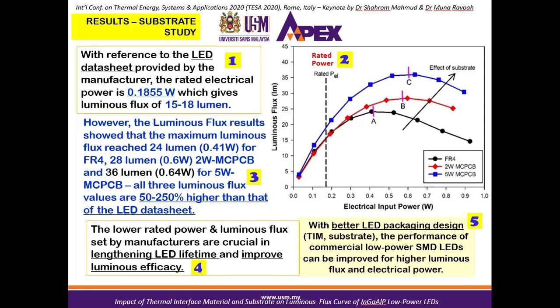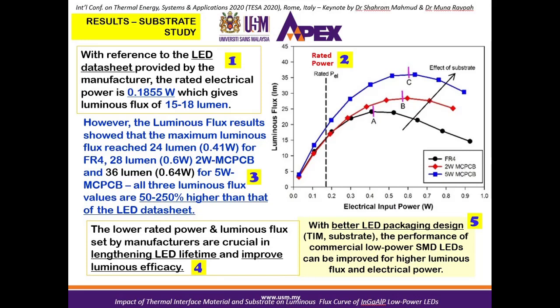So why do manufacturers of LED give such a low rated power for their product? There are a couple of reasons. First, there is a thing called the factor of safety. So companies tend to declare a performance which is less than what the product can offer. This has the advantage of lengthening the LED lifetime, and the second reason is to improve the luminous efficacy.